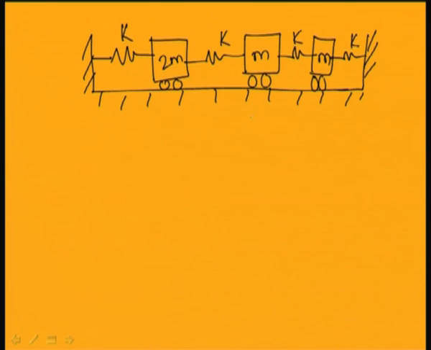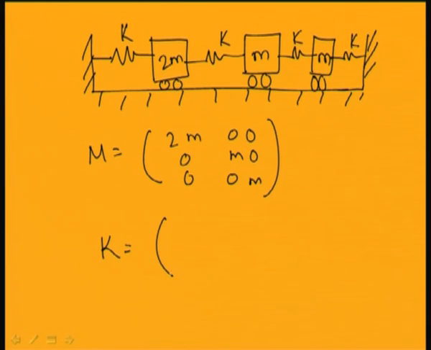The mass matrix of the system, as you already know, can be written in this form: M equals [2m 0 0; 0 m 0; 0 0 m]. The K matrix you have already found by using the stiffness matrix method. The K matrix has K1 plus K2, which is 2K, then minus K2, which is minus K, and 0. Then minus K, and K2 plus K3, that is 2K, and 0. Then 0, minus K, 2K.